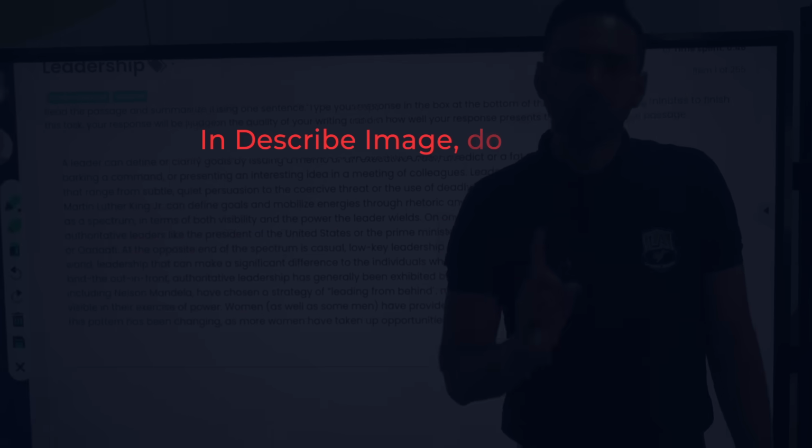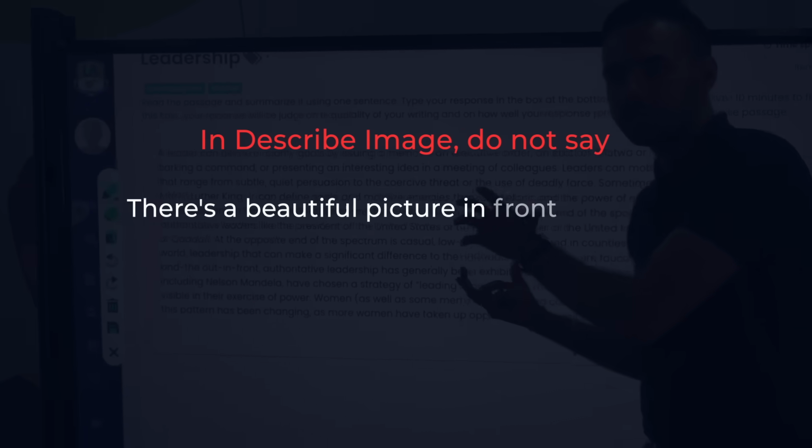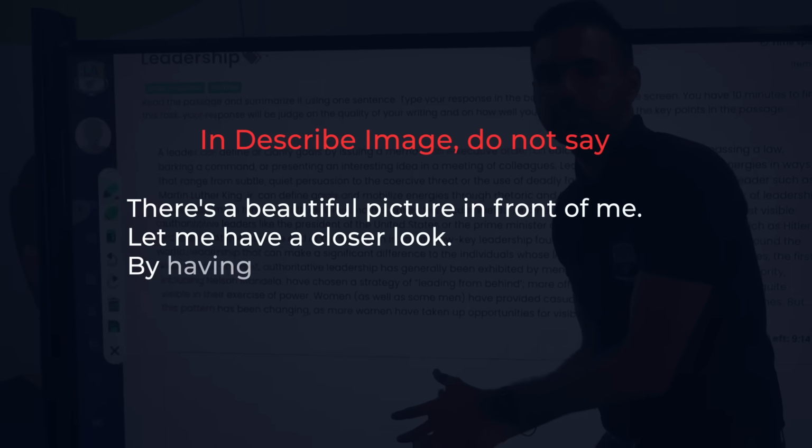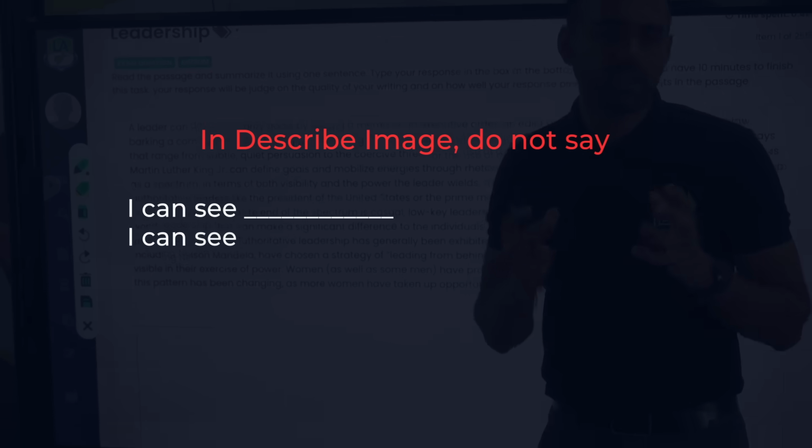In describe image, do not say sentences like, there's a beautiful picture in front of me, let me have a closer look. Or do not say, I can see, I can see, I can see. You're not going to get anything for it. Your template will be blocked.